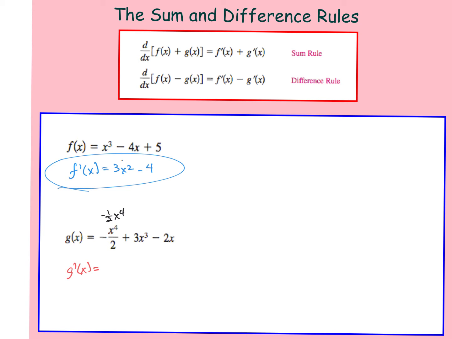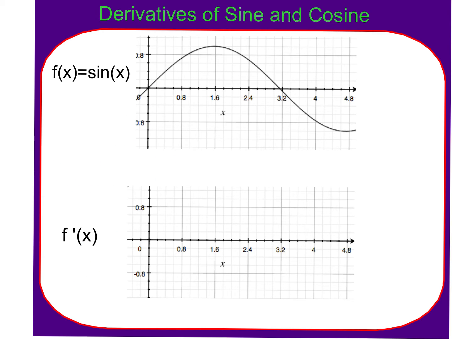So then what would we bring out front when we take a derivative? 4. So 4 times negative 1/2 gives me what? Negative 2. And then x to the power of 3. And then plus, what's the derivative of 3x cubed? 9x squared. And then minus 2. And we're done. Pretty good? All right, who likes the power rule? Yeah, me too.